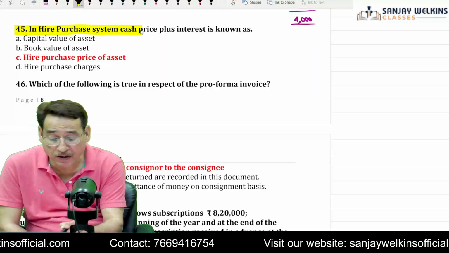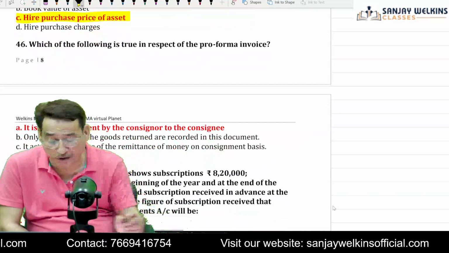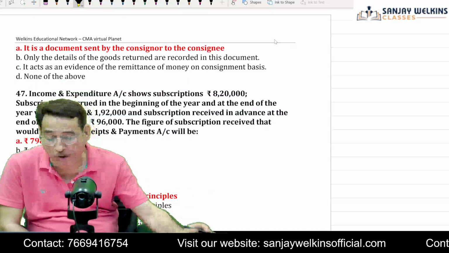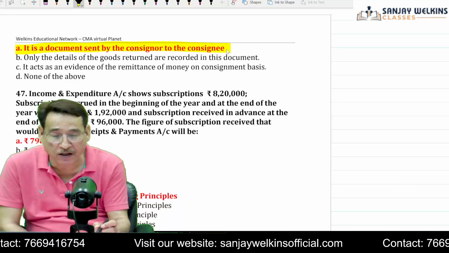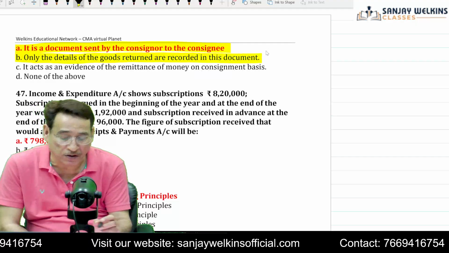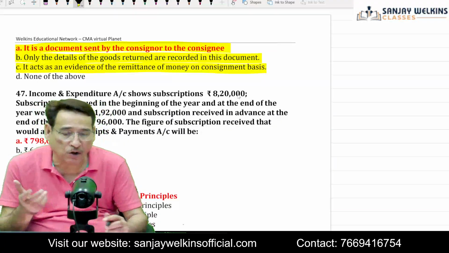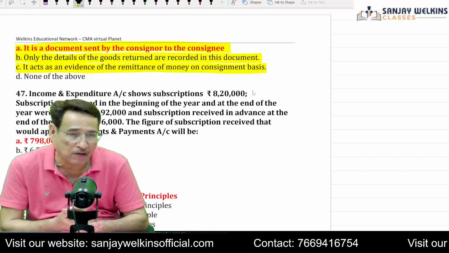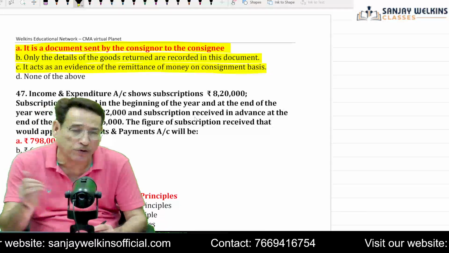45. In hire purchase system, cash price plus interest is known as hire purchase price of the asset. I need not require to tell you. Which of the following is true in respect of pro forma invoice price? Here it is written, it is a document sent by consignor to the consignee. This is correct. Only details of goods returns are recorded. It is wrong. It acts as an evidence of remittance. Again, it is wrong. So generally it is a document which is sent by the consignor to the consignee, wherein consignor will tell the consignee what exactly will be the price, what exactly is the quantity, what exactly is the time period within which you will have to dispose of these goods.